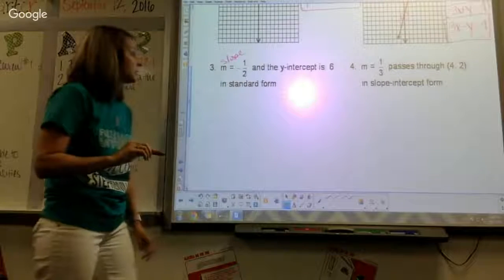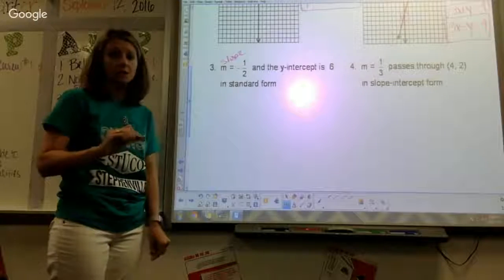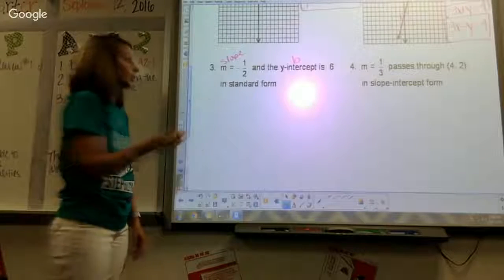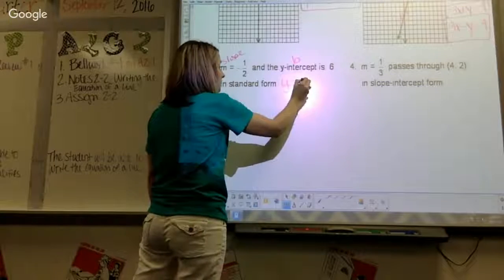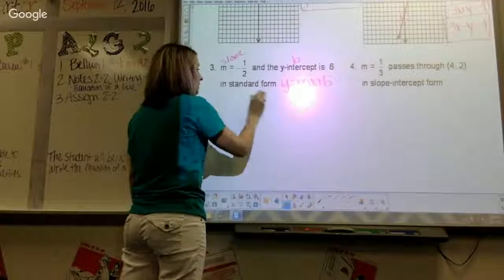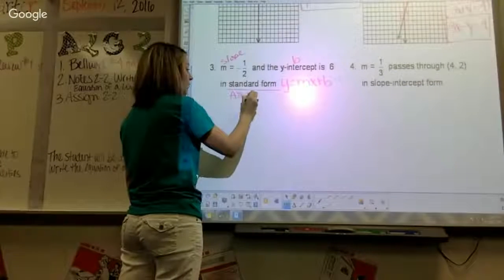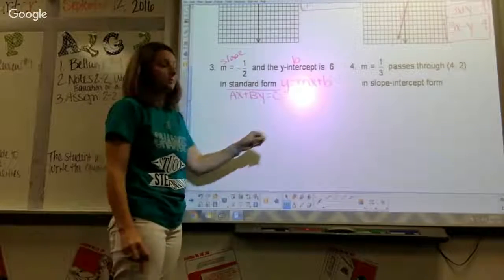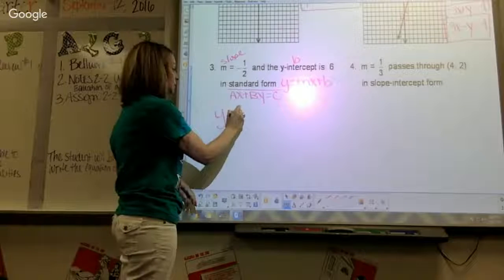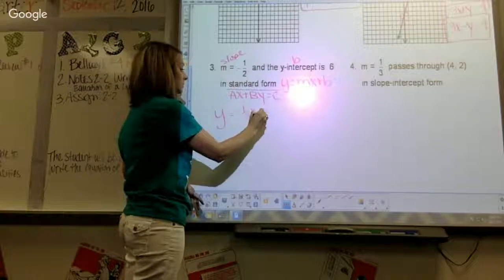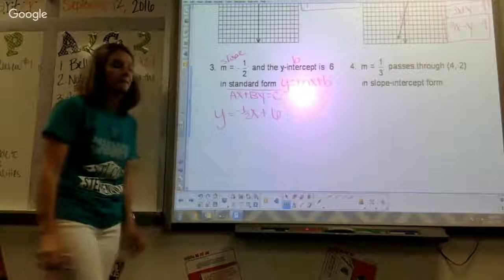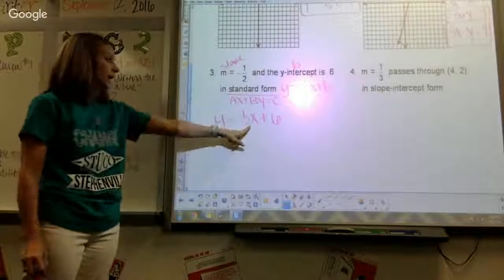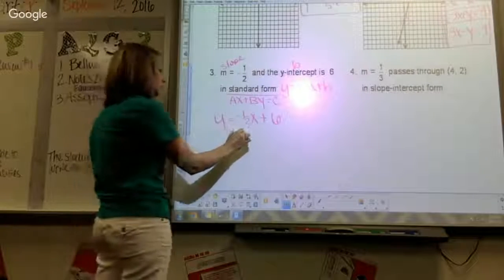It's negative 1/2. And the y-intercept is 6. So that's your b. If we know m and b, we're just going to plug it into your slope-intercept form. But notice it wants it in standard, so once we get it in that form, we will have to change it to standard. So I'm going to start out by plugging it into this form. That would be y equals negative 1/2 x plus 6. And we want it in standard form. So I'm going to move my x to the same side as the y. So I'm going to add 1/2 x.